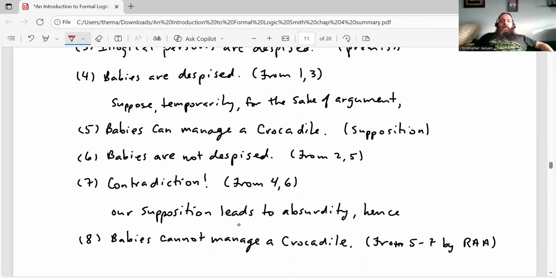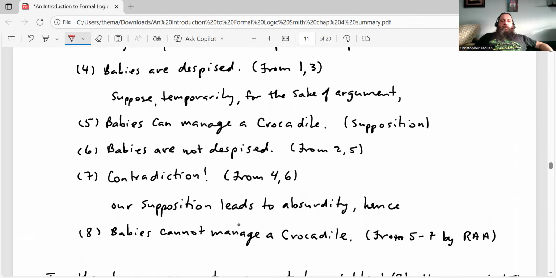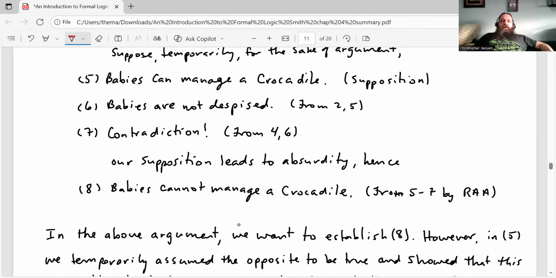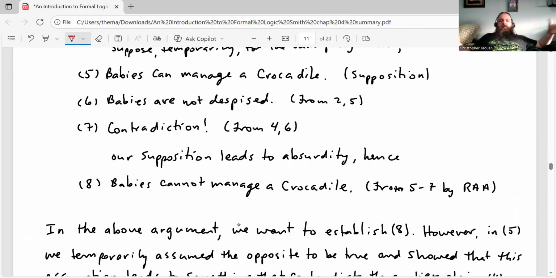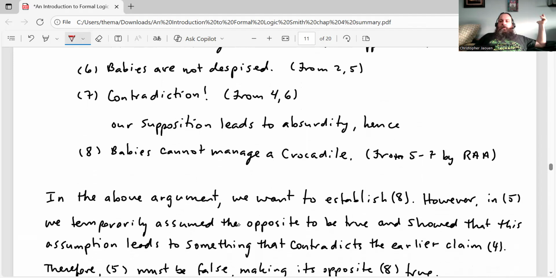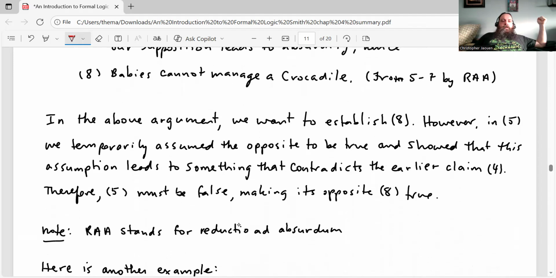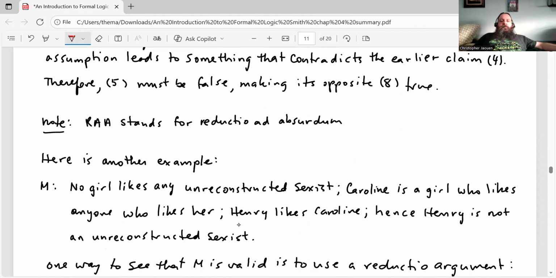Hence, eight, babies cannot manage a crocodile, from steps five through seven. He labels this RAA. RAA stands for reductio ad absurdum. It's kind of like a proof by contradiction. I've done proofs by contradiction on the channel before, so if you watched my videos, that shouldn't be a new thing. In the above argument, we want to establish eight. However, in five, we temporarily assumed the opposite to be true and showed that this assumption leads to something that contradicts the earlier claim four. Therefore, five must be false, making its opposite eight true. And then again, RAA stands for reductio ad absurdum.